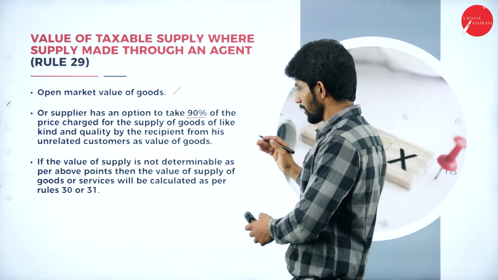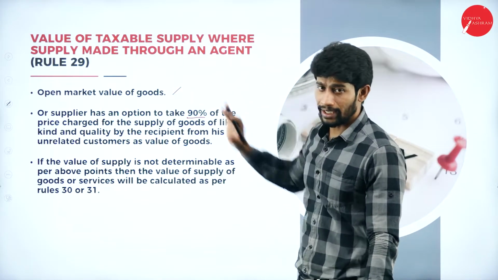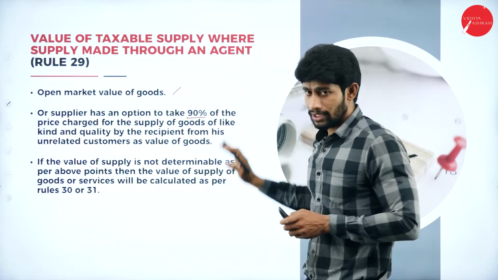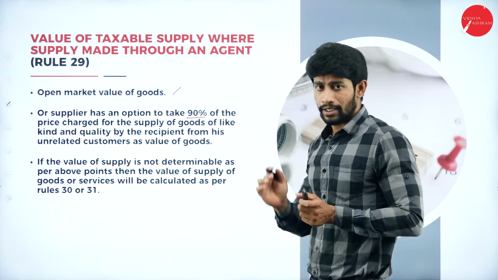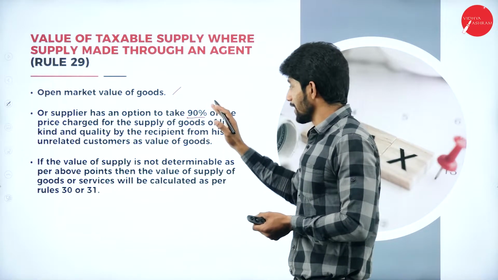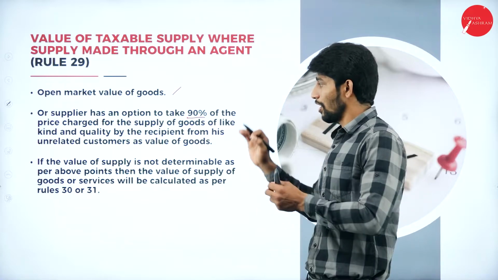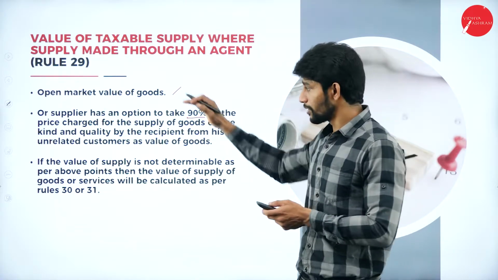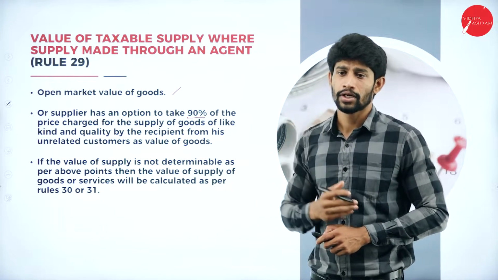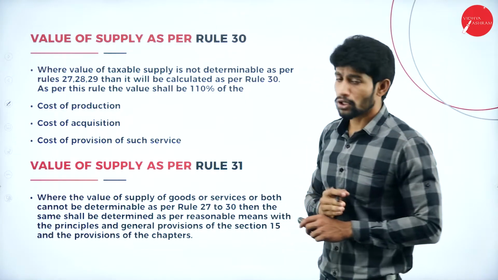Yes, we will be studying rule number 30 and 31 at a later stage. Here in rule number 29, if the transaction is happening through an agent, then the open market value will be the value of taxable supply. In case open market value is not available, 90% of the price charged for the supply of goods of like kind and quality. If these two options are not available, then we look into rule number 30 and rule number 31. So, value of supply as per rule 30.